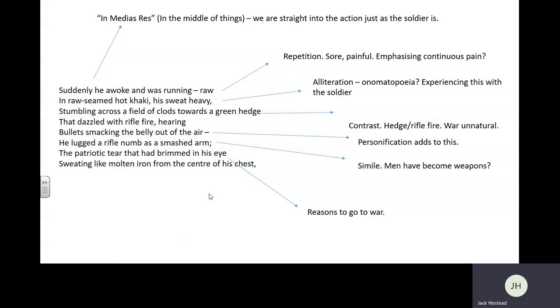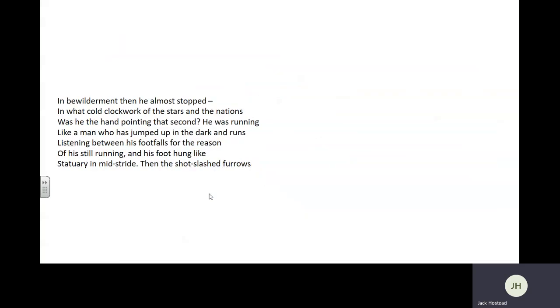"Sweating like molten iron from the center of his chest. In bewilderment, then, he almost stopped." So we've got this sudden realization there. He almost stopped, and this is where he's starting to think what is going on, and the soldier seems to be starting to question everything.